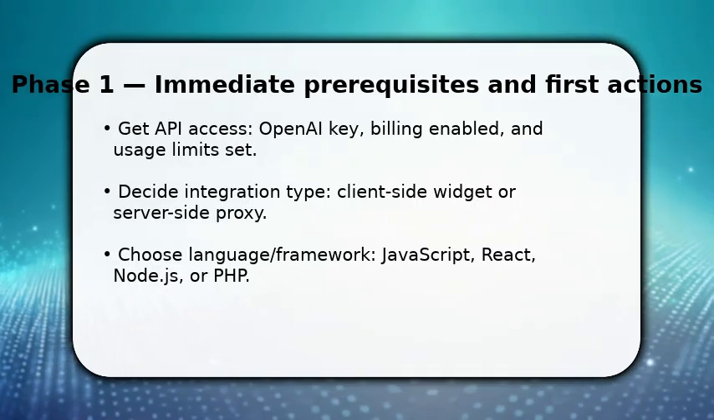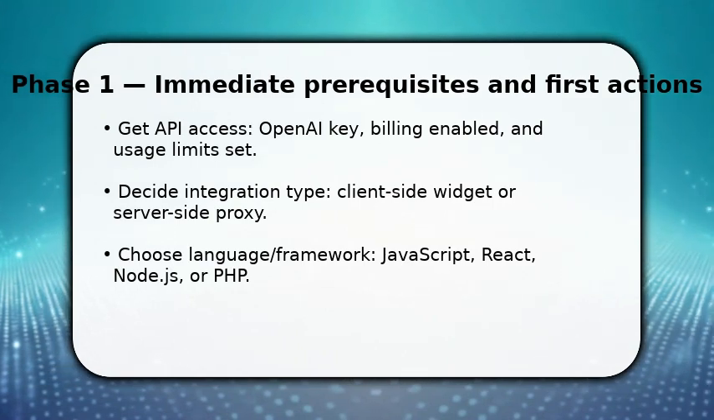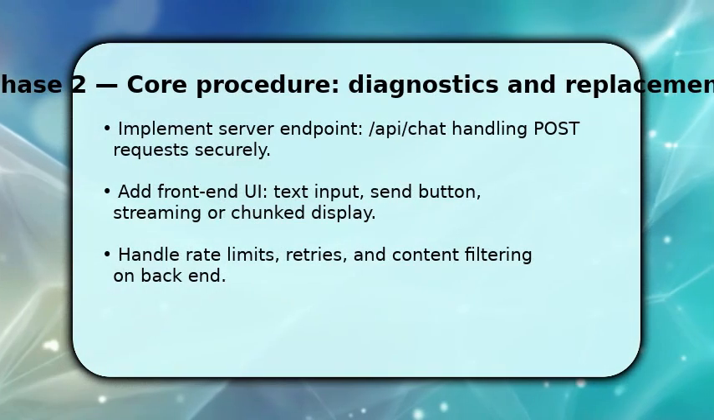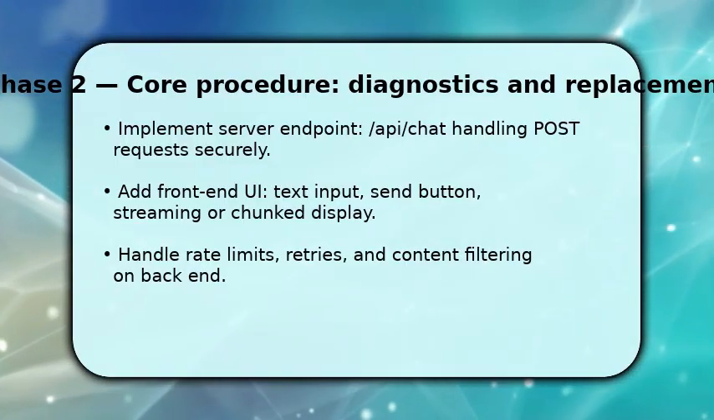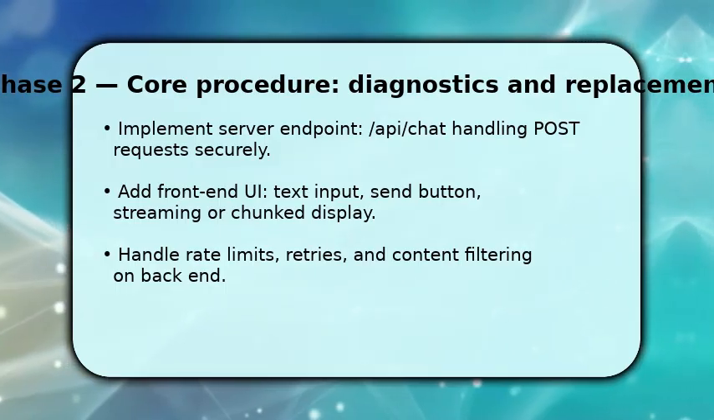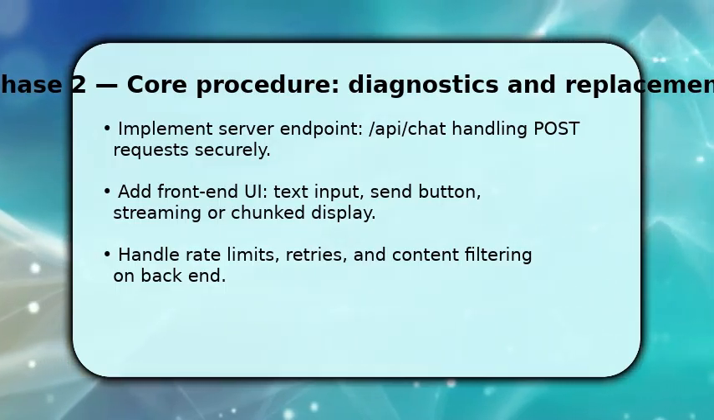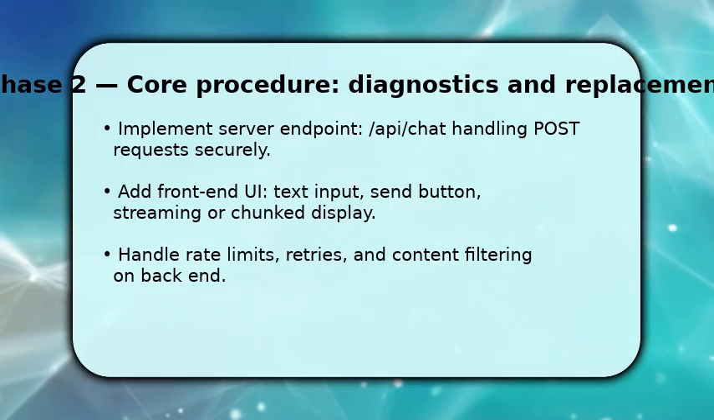Then create a config file that will securely read the API key from environment variables. You now build the core. Implement a server endpoint, for example /api/chat, that authenticates requests and forwards prompts to the OpenAI API. Once done, code the front end to capture user input and call that endpoint.